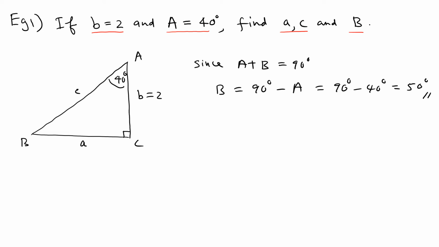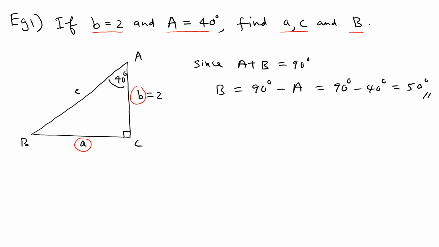And then what we can do is relate one of those trigonometric ratios with the information given. For example, let's say we want to find a. If you want to find a, you can relate this a with b, because we know the value of b. Then we think of what kind of ratio relates those two. So you relate two sides, one known and one unknown, with the angle.